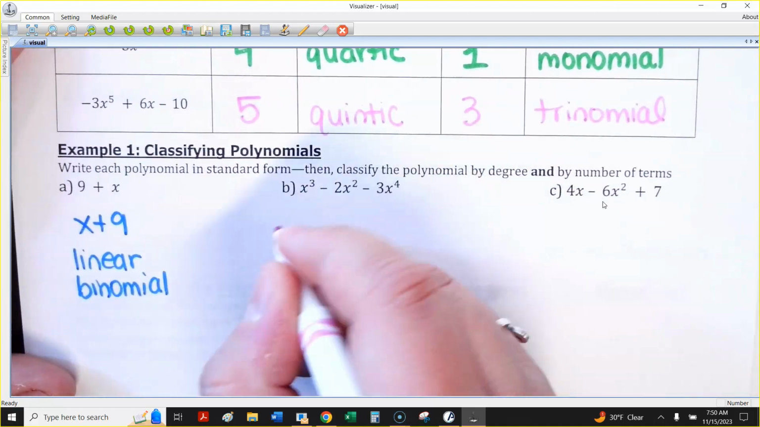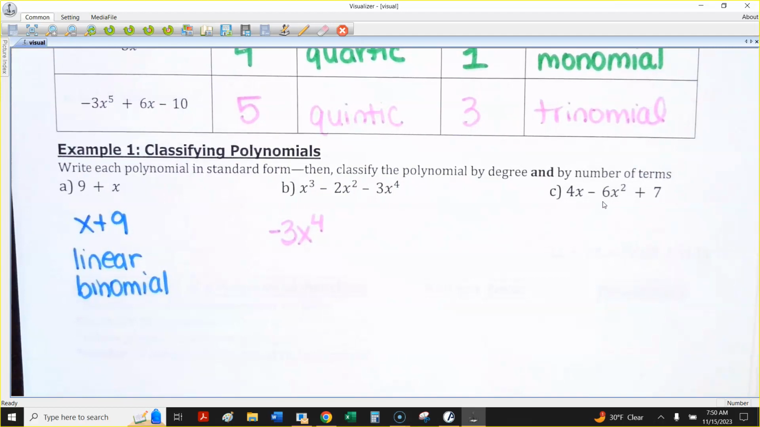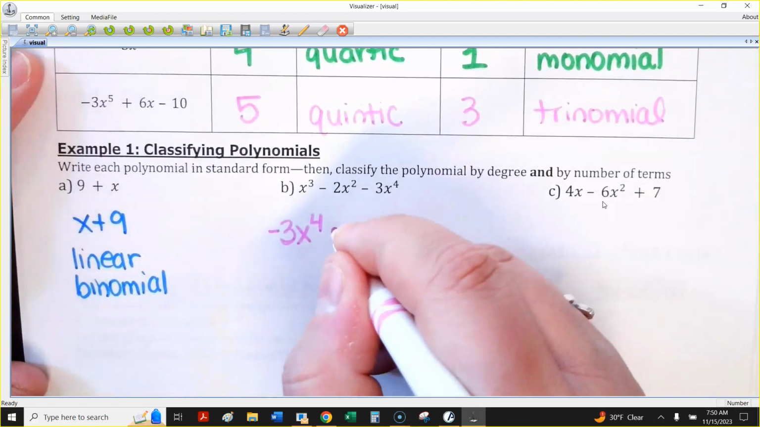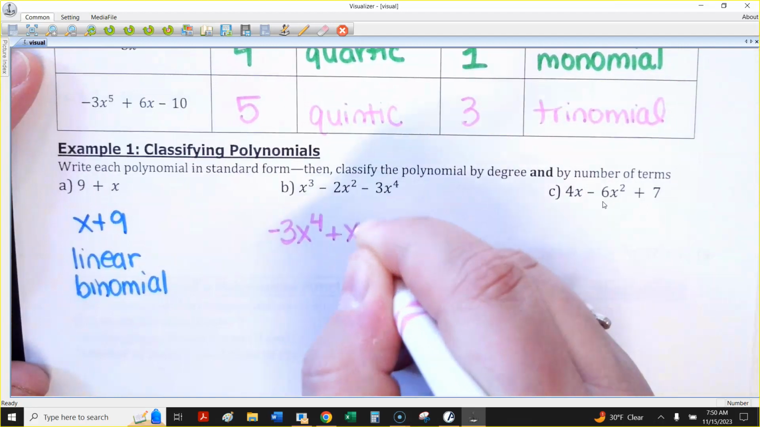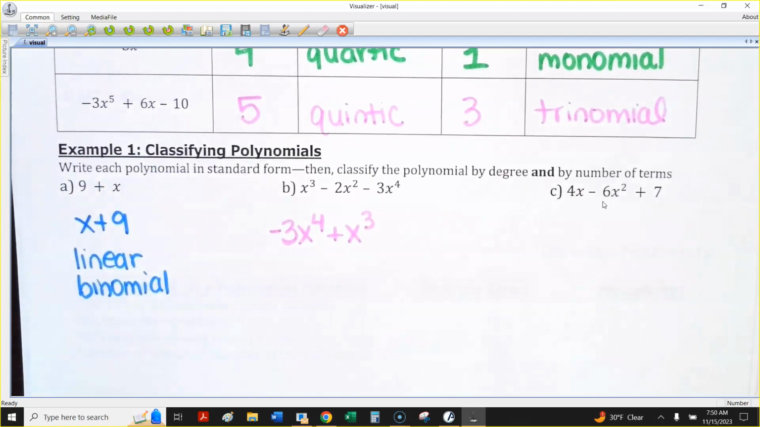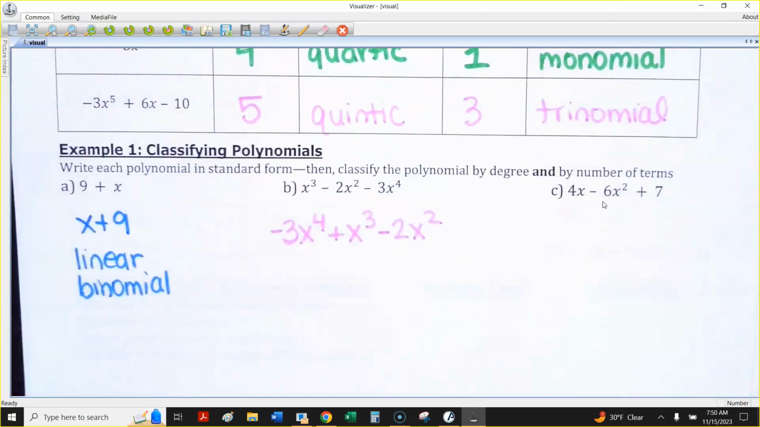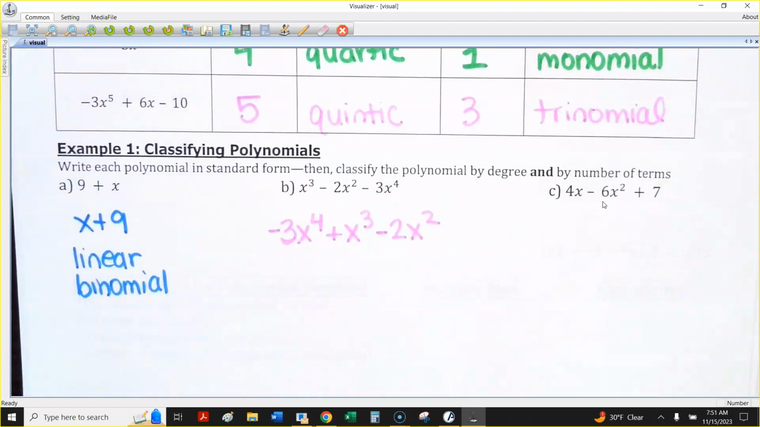So we're just going to go negative 3x to the 4th, and just take the sign that's right in front of it. So you don't look at the coefficient, you look at the power of x when you move the terms around. So the 4 has to go first, and then I've got an x cubed, and there's nothing in front of it, so we can assume that that's positive. So I'm going to put a plus x cubed, and then the negative 2x squared, that has a negative in front of it, so we would write that as minus 2x squared. Who can tell me what I would call this one?